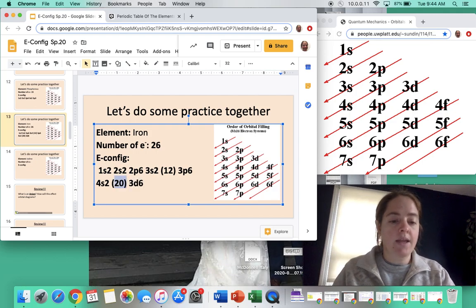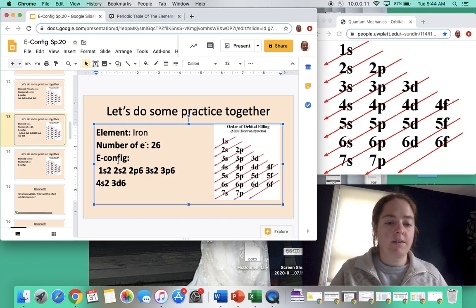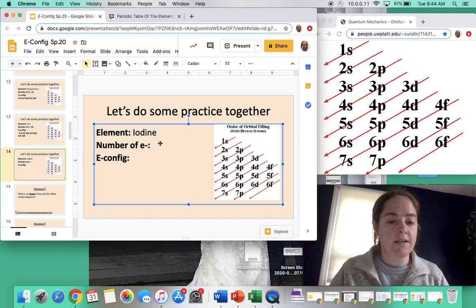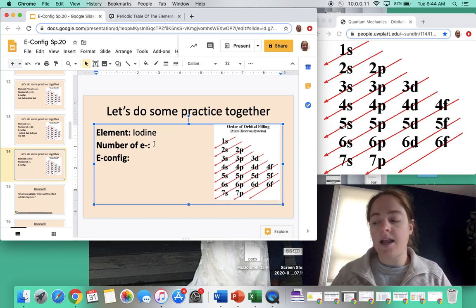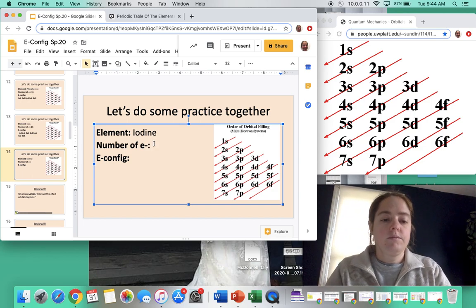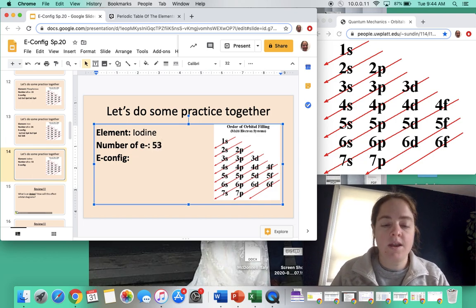Now I can go back and delete everything in parentheses, and this is my final answer. All right, let's do one more together. Let's do iodine. How many electrons does iodine have? Iodine's atomic number is 53, so the protons are 53, and that means your electrons are 53.